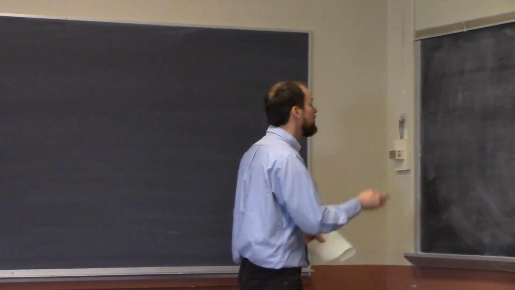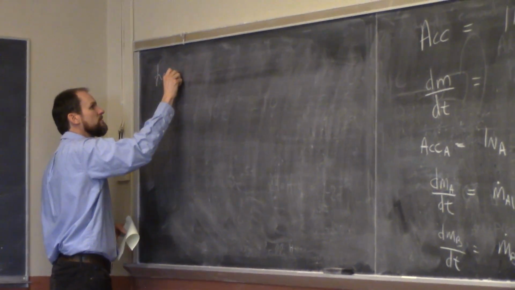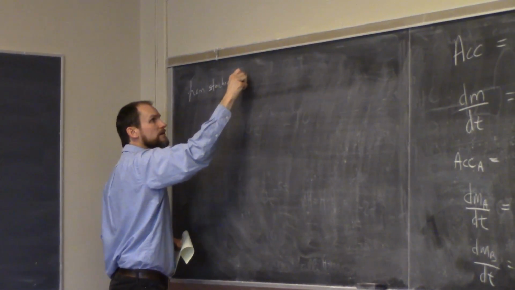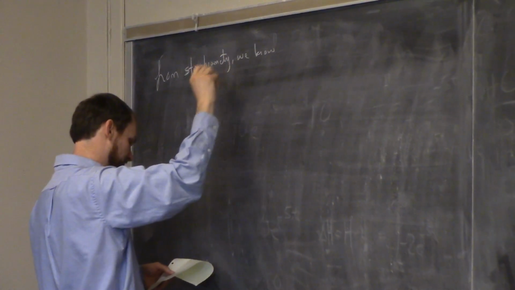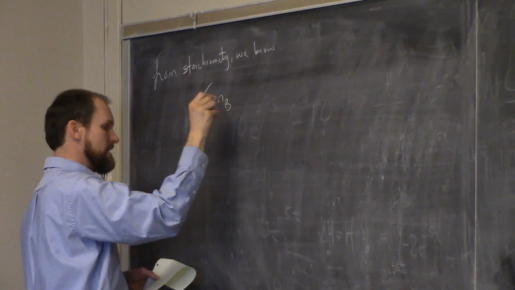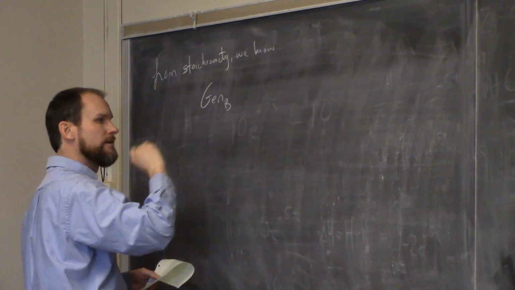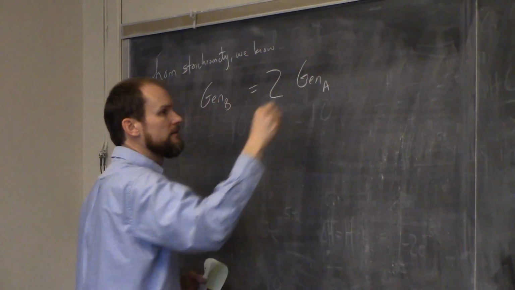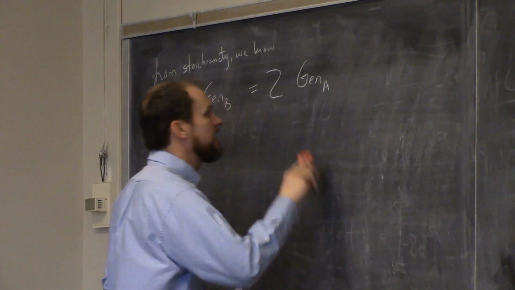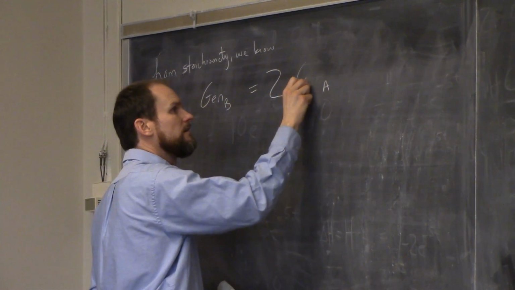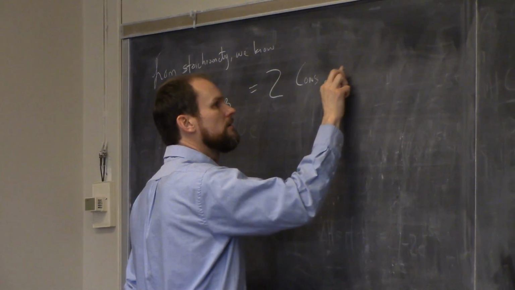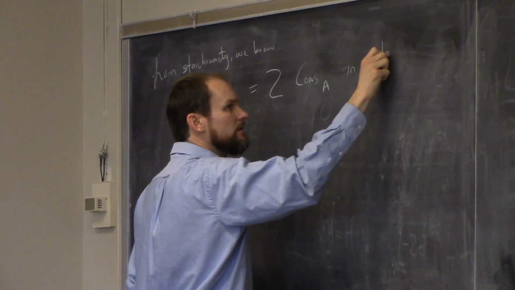But you're right, we know things about moles. So from stoichiometry, we know the generation of B is 2 times the consumption of A, right? In what units? Moles or something. Moles per time.